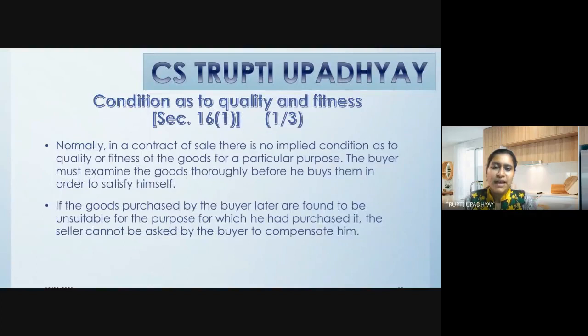Condition as to quality and fitness. Normally, in a contract of sale, there is an implied condition that the goods which are being given must be of a proper quality, and the quality and the fitness for the purpose will be checked by the buyer. So the buyer must examine those goods thoroughly before he buys them, and he must satisfy himself whether these goods will be useful to him, whether they are of better quality, and whether they are fitting the purpose for which he is buying. So it's basically the buyer's duty to check the quality and the fitness of the goods before buying.